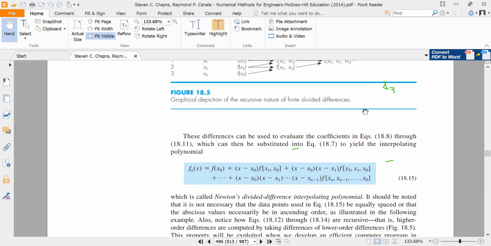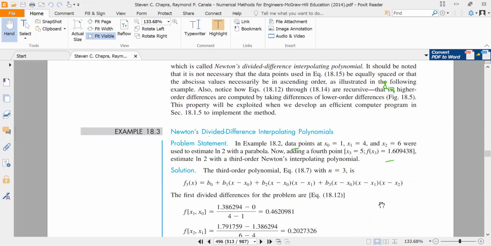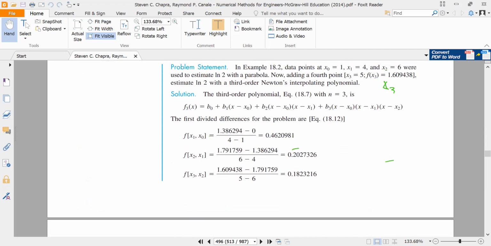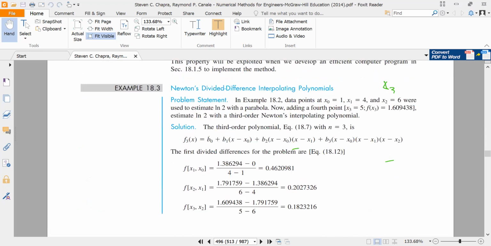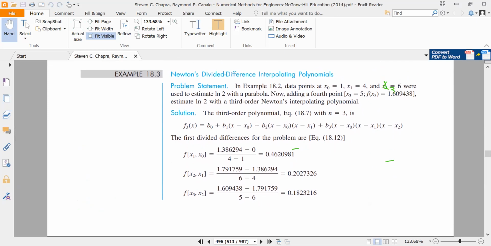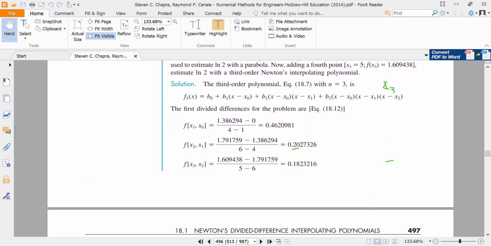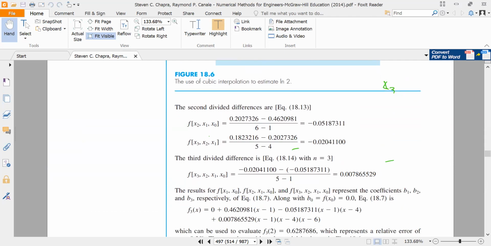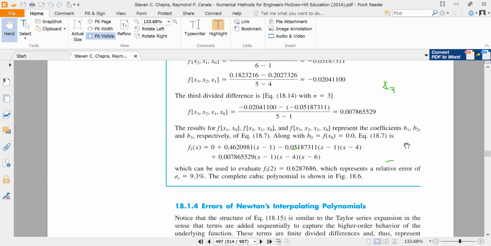Now, the example is there with n equal to 3. You can easily solve it. You see that by using 4 data points, 3 first derivatives will be available. Then we can calculate the second derivatives. We have 2 second derivatives, and they are this. Then using these 2 second derivatives, we calculate the third derivative. The third derivative is this.